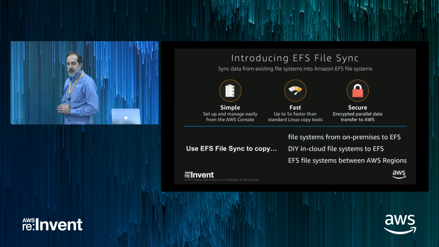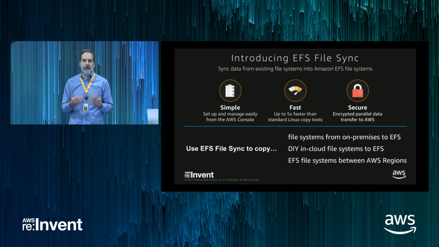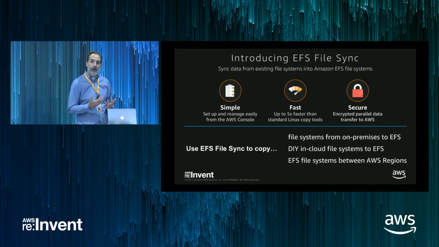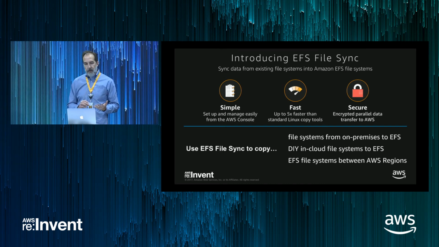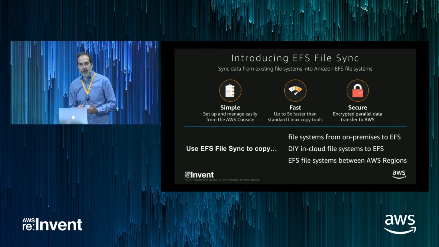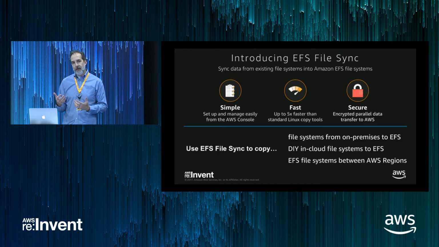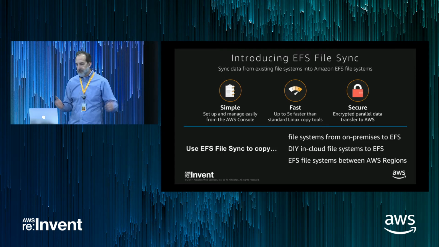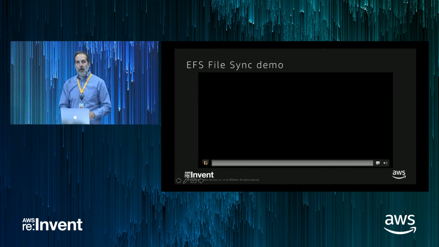Last week we actually introduced a new tool called EFS File Sync. It's a very simple method to migrate data over to Amazon EFS. It's all done through the console, and it's simple, it's secure, and there's really a number of use cases you can use it for. One, you can use it for migrating data from an on-premises environment over to EFS, or you can use it from one EFS file system to another EFS file system, or maybe between one region and another region. So I've got a quick video here that will show really how quick and easy and simple it is.